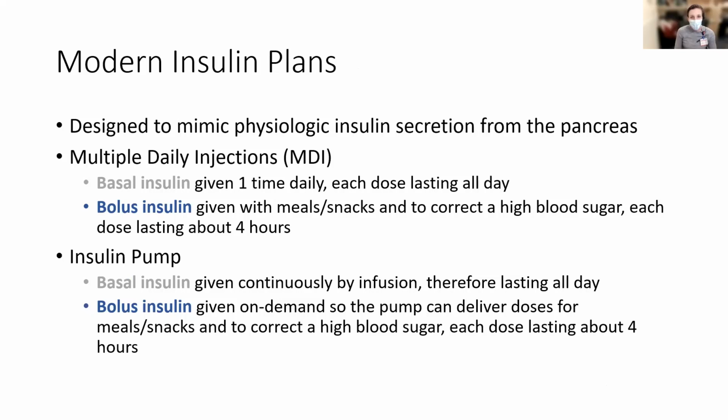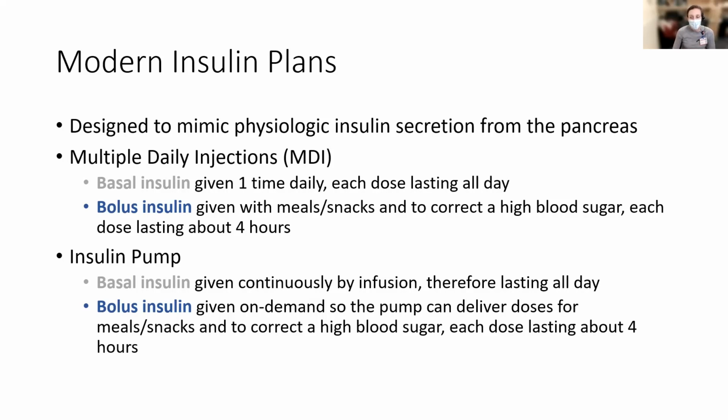Children on an insulin pump typically only use one type of insulin, and that's rapid-acting insulin. But it's delivered to meet both basal and bolus needs. For those on a pump, basal insulin drips in by a continuous infusion all day long. And the fact that you get little drips all the time means that we can vary that basal dose up or down to help with fine-tuning insulin delivery to match the body's needs. Children on a pump also command the pump to deliver boluses for meals and snacks and to correct a high blood sugar. And again, each of these doses typically lasts about 4 hours.